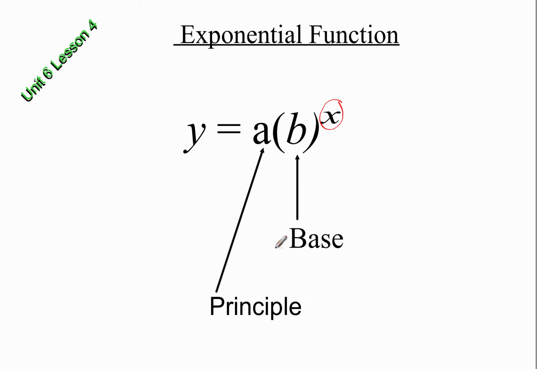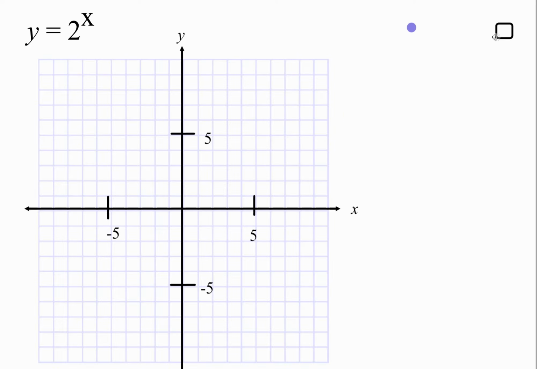We have what's called a base, and what we have is a principal. Now, we'll talk about the principal a little later in the lesson, but right now we're going to look at the base and see some interesting things about what can and cannot happen with a base. Now, you did exponential functions back in 8th grade. So let's look at this.